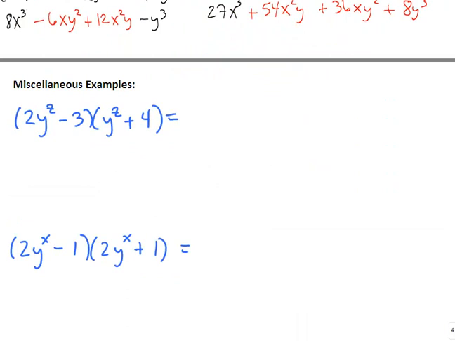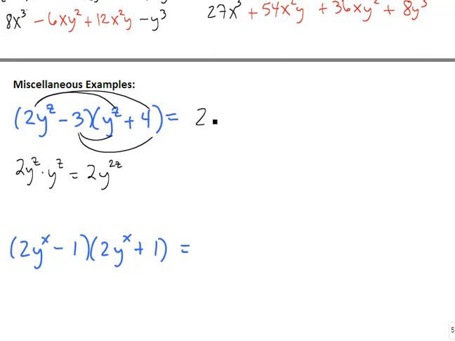Examples. These have variable powers. So for example, we have y to the z's showing up. So when we do this problem, we're going to treat it just like a FOIL problem. First times first, outer times outer, inner times inner, last times last. But remember that when you're multiplying bases that are the same, you add exponents. So 2y to the z times another y to the z is going to become 2y to the 2z. So that's what we get when we do first times first.